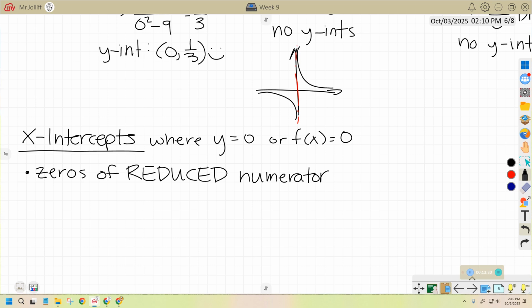Which I should already have because I have found my vertical asymptotes and holes, meaning I've already factored the top and bottom. I've already canceled the common factors. That's why we do intercepts last. Let's do some examples.